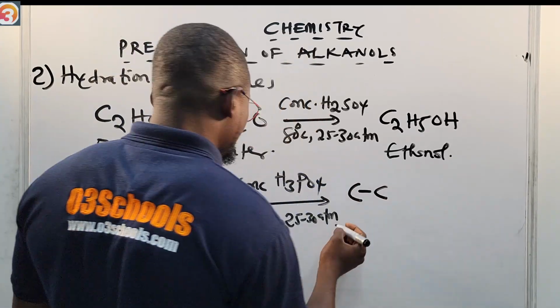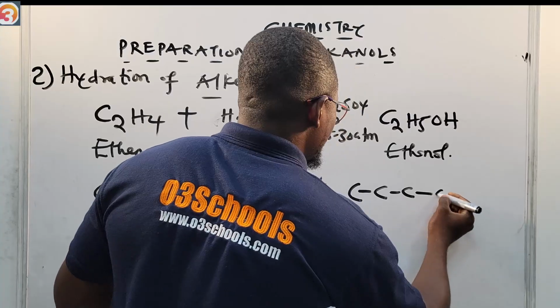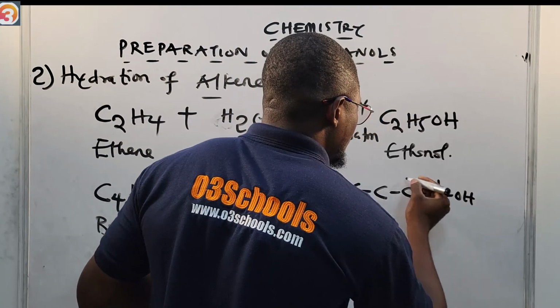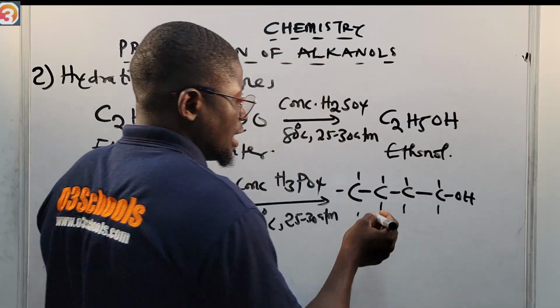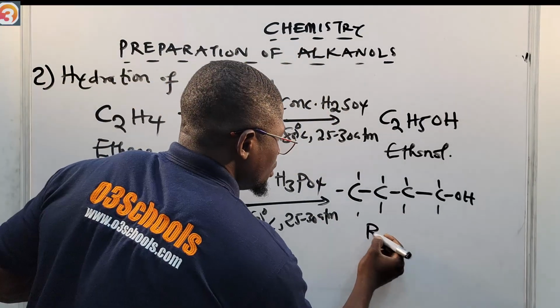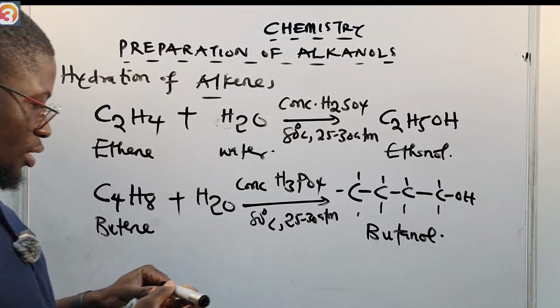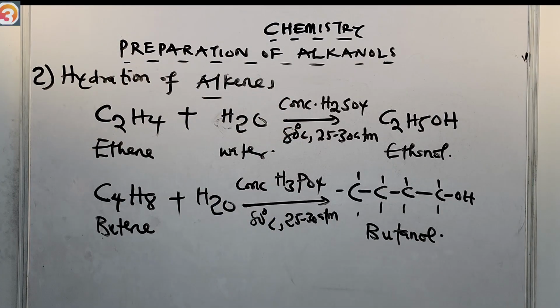C, C, C, C, then your OH. This is our butanol. You can call it butan-1-ol also. So that is butanol. That's what it will give to us.